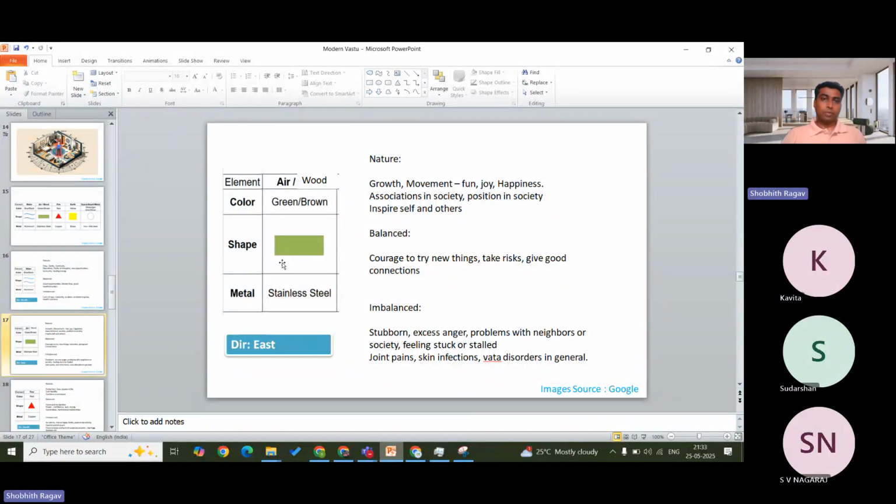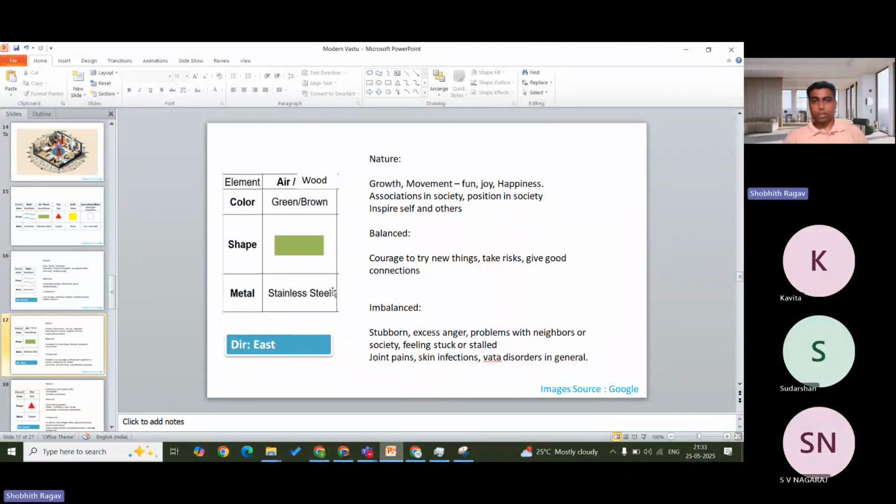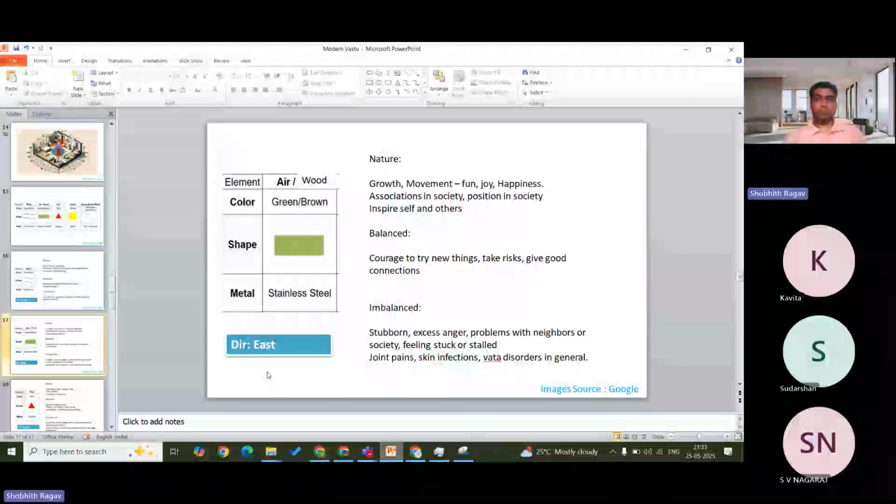The shape is generally rectangular. Any objects which are rectangular in shape, such as a rectangular dining table or a wall hanging like a photo, depict air element shapes. And stainless steel objects are also air elements. Nowadays you see a lot of stainless steel railings for staircases, and the side railings are all stainless steel. These correspond to the air element. The main direction for the air element is east.